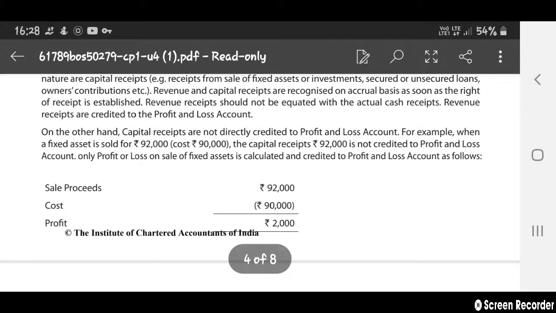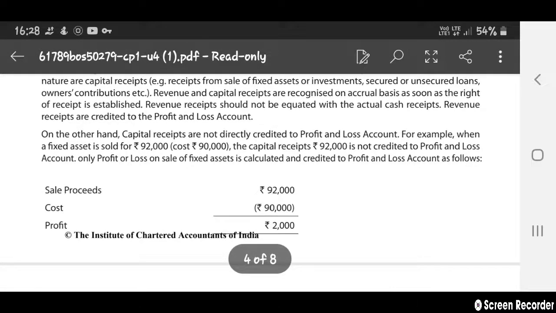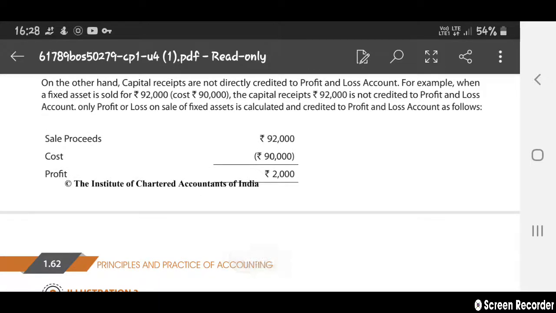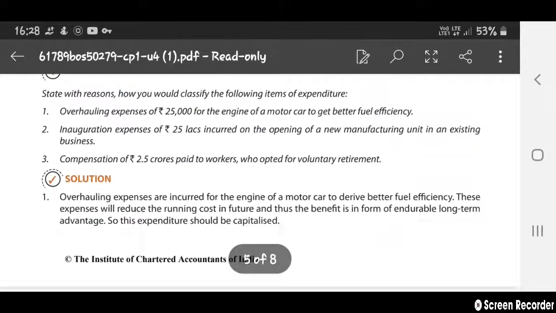So for example, when a fixed asset is sold for 92,000 and its cost is 90,000, the capital receipt of 92,000 is not credited to the profit and loss account. Only the profit or loss on sale of the fixed asset is credited to the profit and loss account. See, 92,000 sales done, cost you paid is 90,000, profit you got is 2,000.